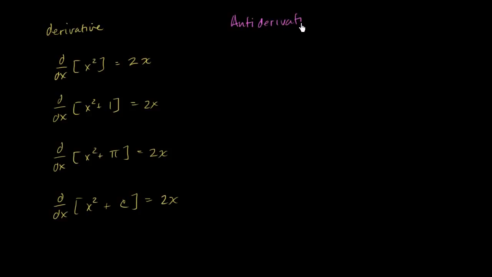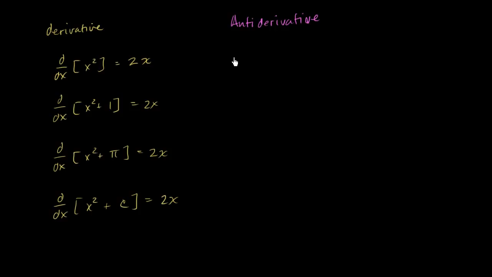Antiderivative. One way to think about it is we're doing the opposite of the derivative operator. In the derivative operator, you get an expression and you find its derivative. Now what we want to do is, given some expression, find what it could be the derivative of.